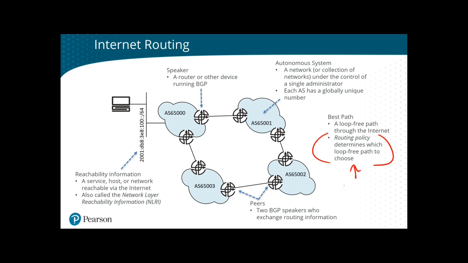And I often like to say a real policy. What a real policy does is it takes you off the best path. It takes you on to a less than optimal path from the routing metric perspective. So there are three basic kinds of policy that I'm going to deal with in routing.